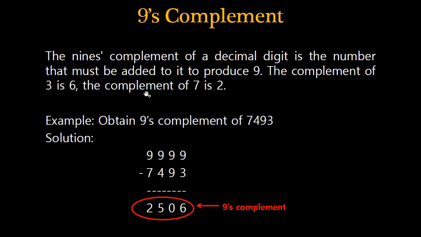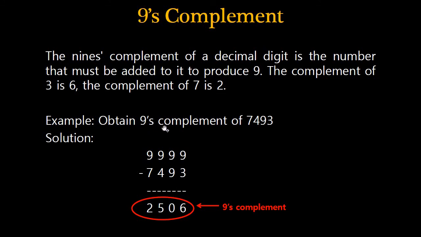Nines complement. The nines complement of a decimal digit is the number that must be added to it to produce 9. The complement of 3 is 6, as the combination of 3 and 6 is 9. The complement of 7 is 2, that is, the sum of 7 plus 2 is 9. Similarly, for any of the decimal digits, the number must be added to produce their sum as 9.